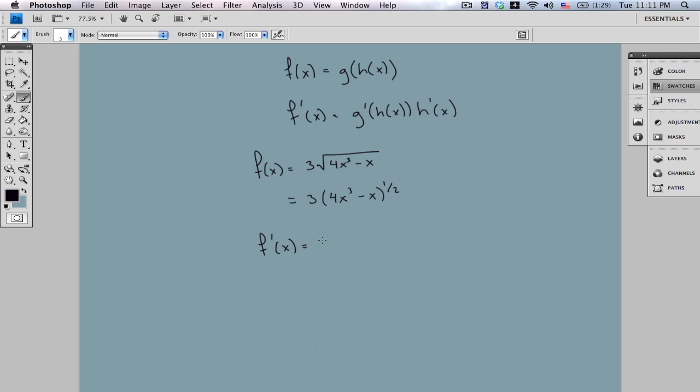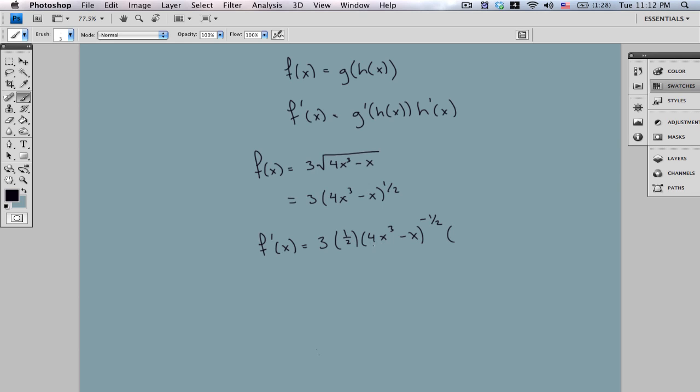The 3 is a constant, so we'll just leave that out front for now. Now, we're applying the chain rule in conjunction with the power rule. So we've got this thing in parentheses to the 1/2. We're going to apply the power rule, in other words, bring the 1/2 out front. You've got in parentheses 4x cubed minus x. You want to subtract 1 from this exponent, so you're going to have 1/2 minus 1, which is negative 1/2. And now we just need to multiply all this by the derivative of what's inside these parentheses.